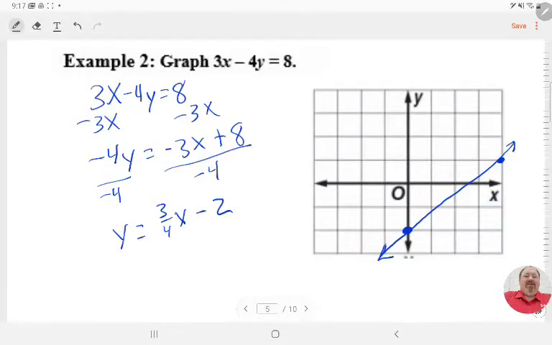Negative 3x, I can separate that and go negative 3x divided by negative 4. Negative divided by a negative is a positive, so that's 3 over 4x. And then 8 divided by a negative 4 would be a negative 2. So y equals 3/4 x minus 2 would be in slope-intercept form. Then I would go to my y-intercept, which is negative 2, plot my first point here. Then I would go up 3 and to the right 4. So 1, 2, 3, 1, 2, 3, 4, and put my point there. Then I would draw a line through the 2 points. All right.